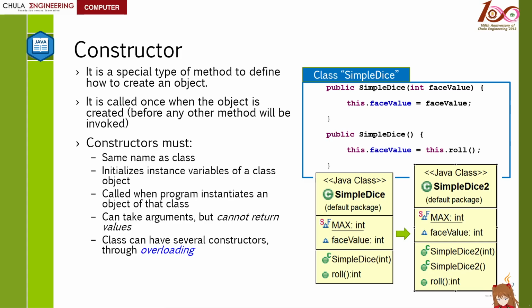For example, let's see class SimpleDice2. In class SimpleDice2, we have two constructors: the one that doesn't have a parameter, right here, and the one that has one parameter. For the one that doesn't have a parameter, the face value of the dice is determined by rolling the dice. But for the one with a parameter, the face value is set according to that parameter.